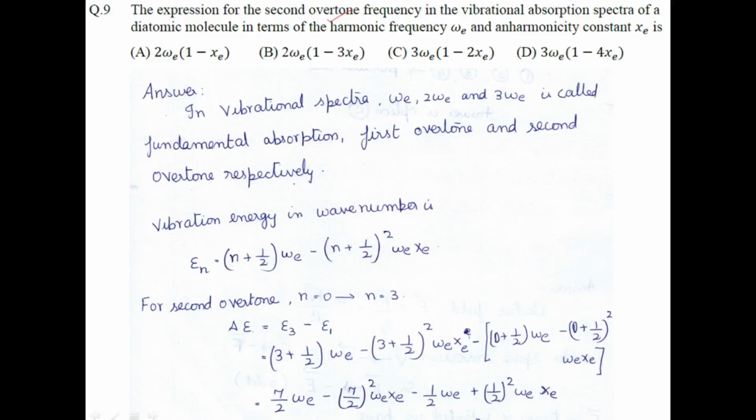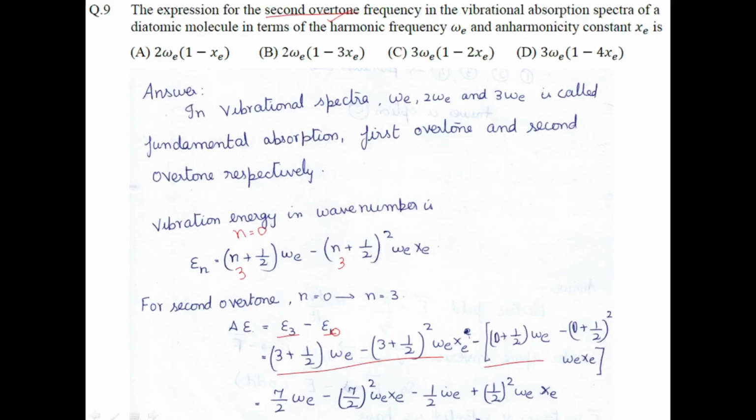Now the question asks for the second overtone. For second overtone, the transition is from 0 to 3. So the energy difference between the third state and the ground state is delta E. This corresponds to substituting n value 3 here, and for this one, substituting n equal to 0. Then you will get this expression.